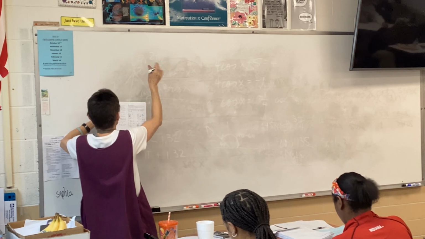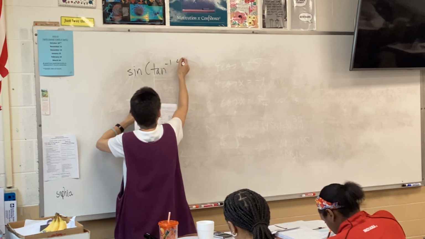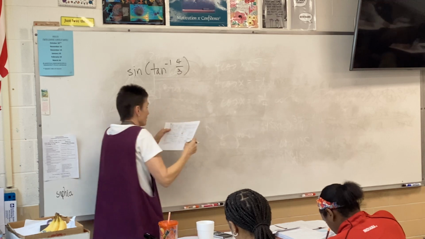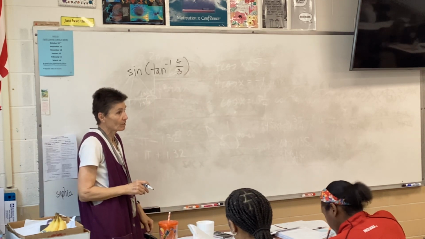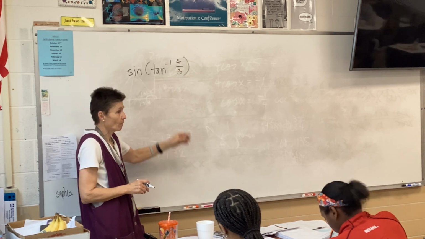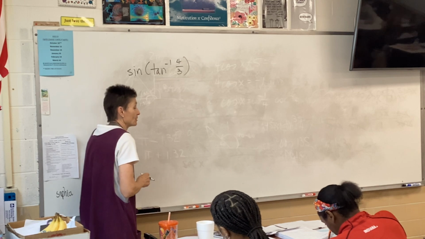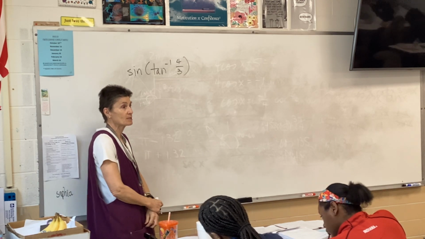But 1B says find the exact value. What does that mean? We're not typing it in on our calculator. Could we? Absolutely. But we're not going to. We want the exact value. So who remembers how this goes? We practiced one the other day.